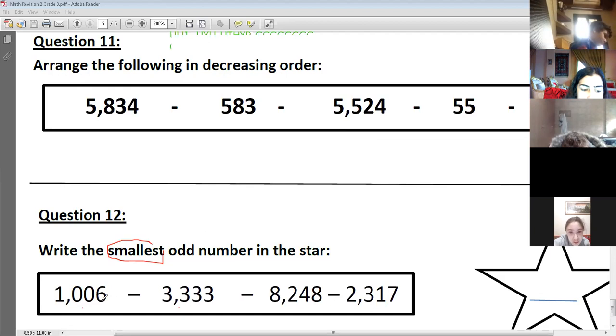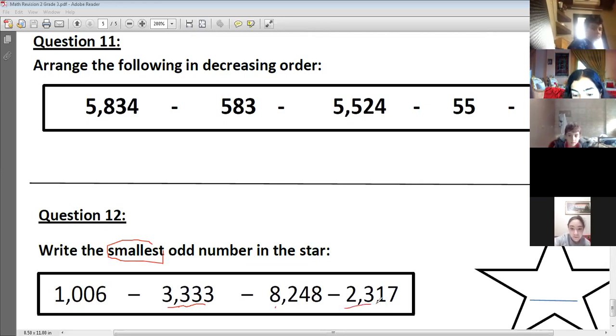Is 1006 an odd number or an even number? Even, excellent, because it ends with 6. Is 3033 odd or even? Odd. Excellent. So we underlined it. 8248, odd or even? Even. Excellent. So we do not underline it. 2317 is odd or even? Odd. Excellent. So now we have two odd numbers.